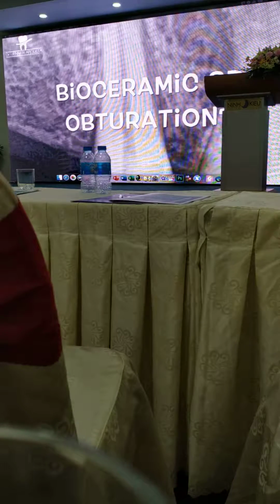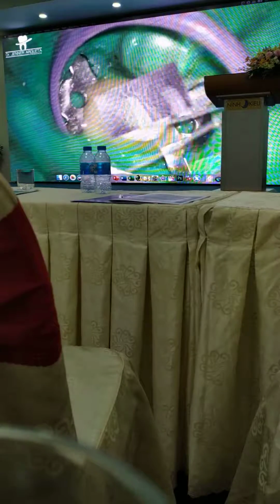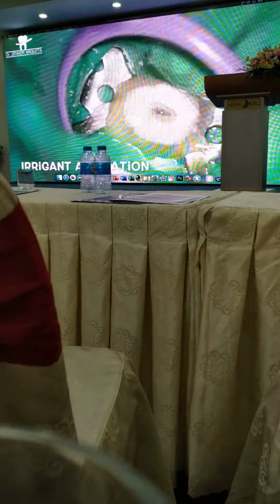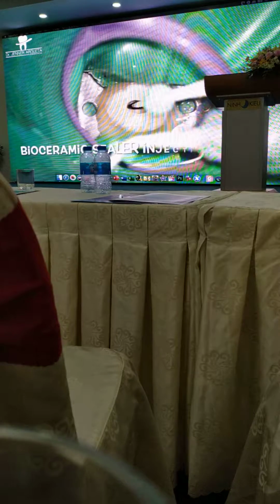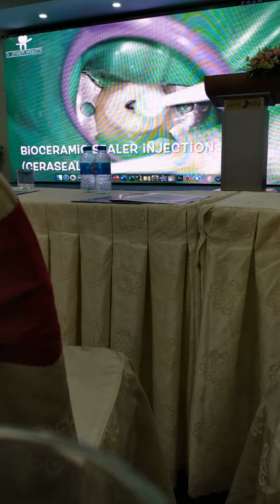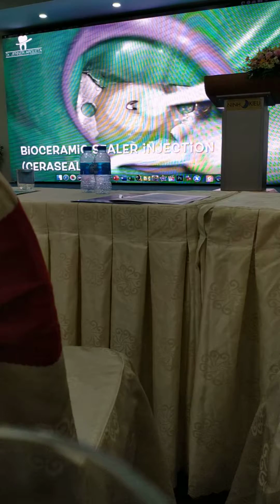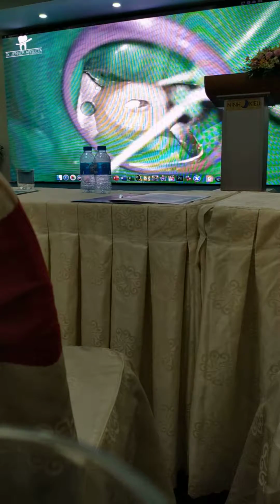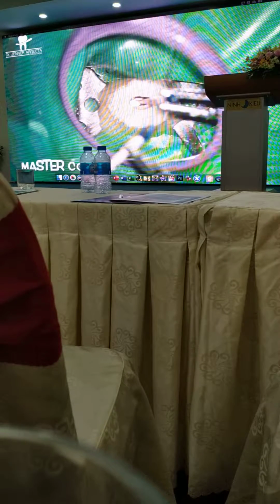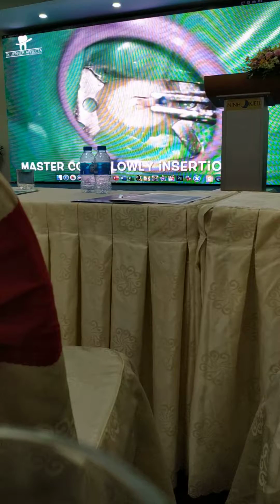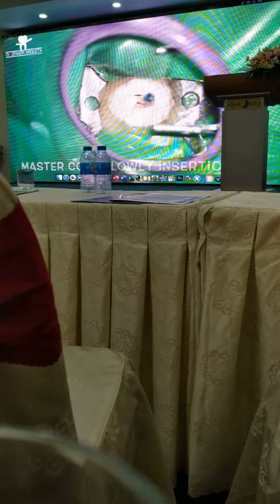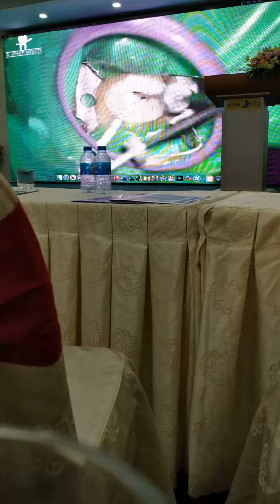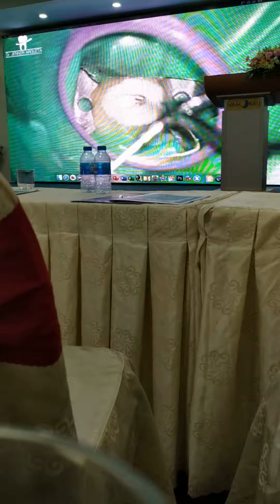And this is a nice example of how effective this can be. First step, we need to shake, we need to activate our irrigants. This is one technique for placing the bioceramics. I just injected the sealer and then I went inside with my master cone. After the injection, we just need to go inside with the master cone really slowly, and the master cone will distribute the sealer inside of the root canal system.